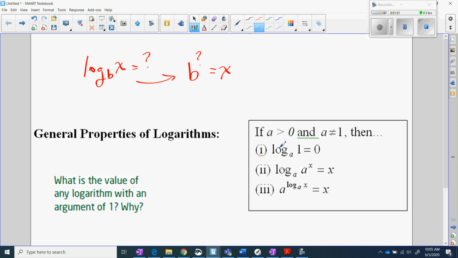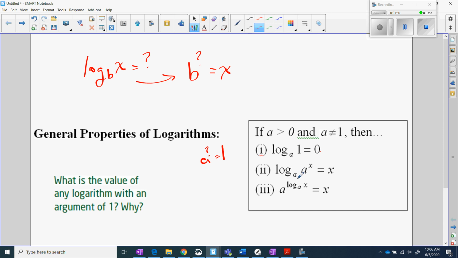If I go to this first property, this is saying the log of 1 to any base is always going to be 0. I want you to think about that. This is saying a, some base, raised to what exponent will always have to give me a 1. Well, we have a property in mathematics with exponents that any base to the exponent 0 is always equal to 1. So it doesn't matter what this base is. The log of 1 to any base has to be 0. So that's a property that you should be familiar with. The log of 1 to any base has to be 0.